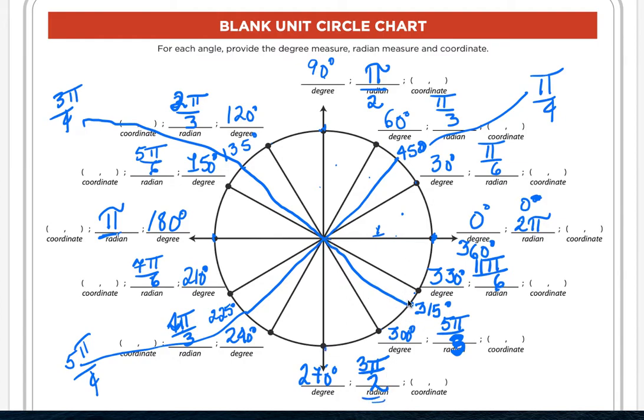And then over here, this is going to be 7 pi over 4 radians. And then, of course, we come back around here, and now you're at 8 pi over 4, which is, again, 2 pi. All right, so now we've got all the radian measures and everything like that in there. And, of course, this is like so busy now you can barely see what's going on.